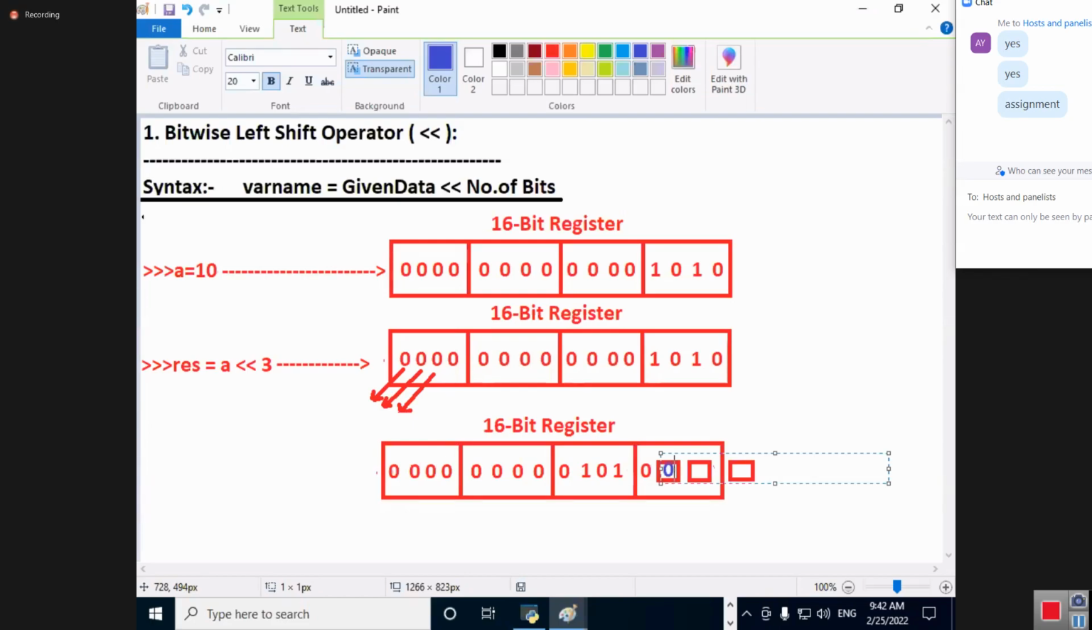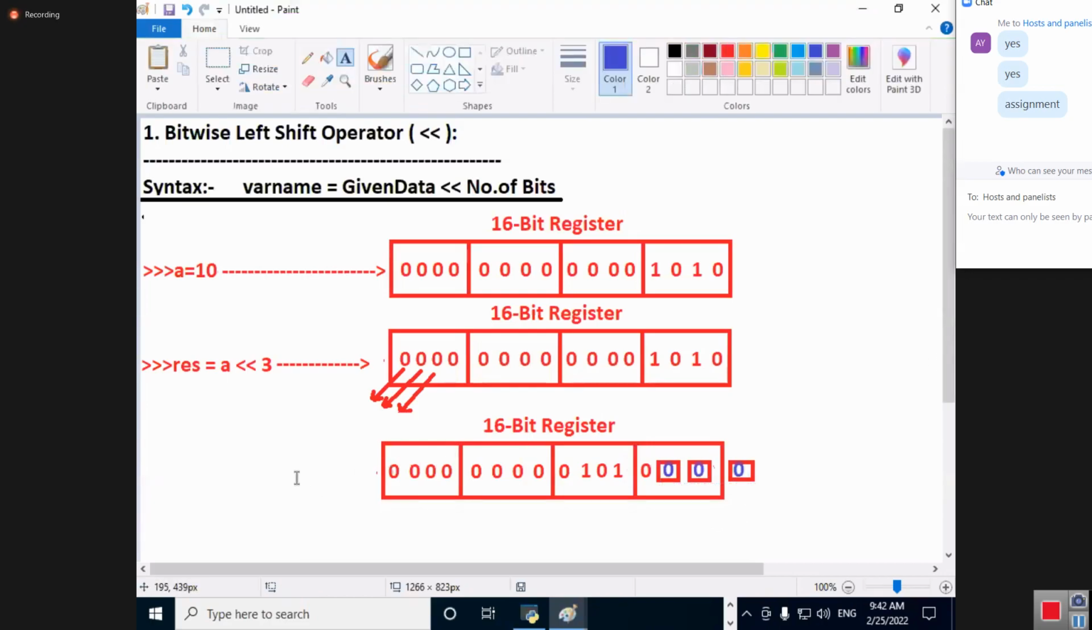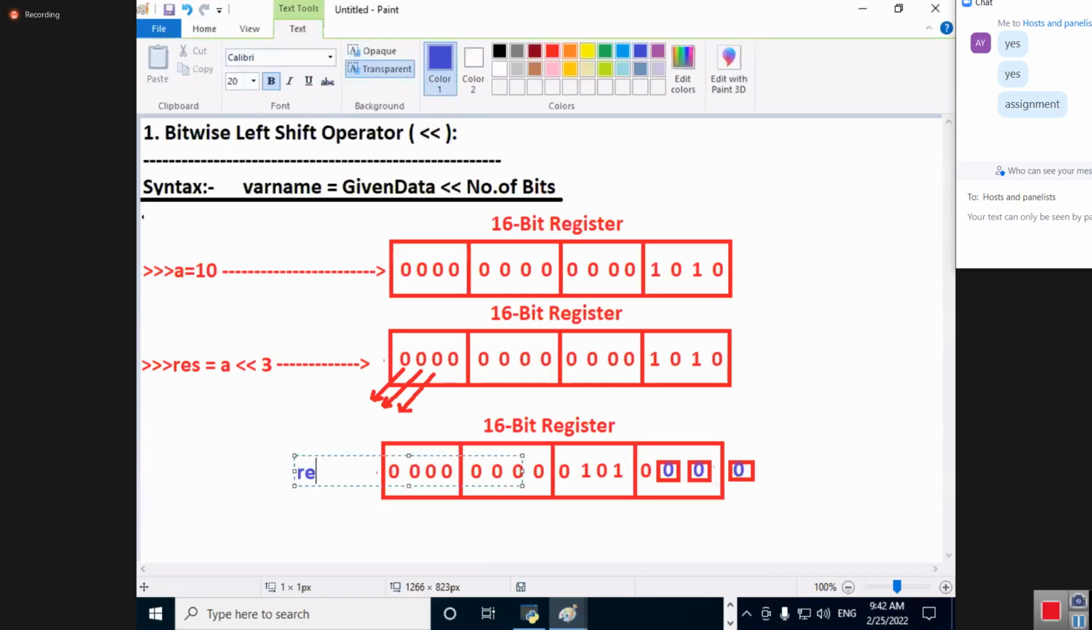0 means no value, no? So empty means no value. Empty means no value. It is placing 0 there. Did you understand? Now tell me. RES is a variable which is pointing here.